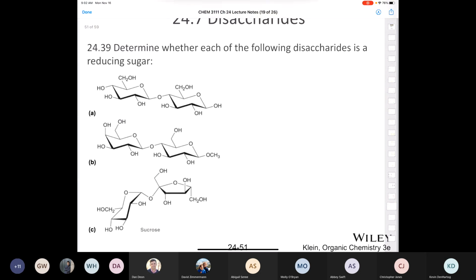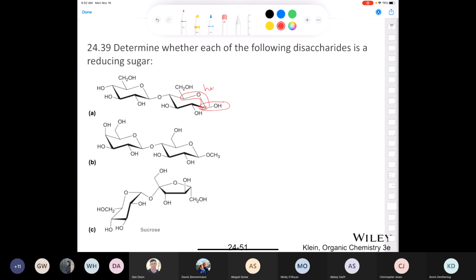Determine whether each of the following disaccharides is a reducing sugar. So all we have to do is look for a hemiacetal. If there's a hemiacetal present, you, my friend, have a reducing sugar. Another way of saying it: is there a hemiacetal? If I look at the first one and I look at this carbon, you can see that it's attached to a hydroxyl and it's attached to an ether. That's a hemiacetal. So I would say, yes, this is a reducing sugar.